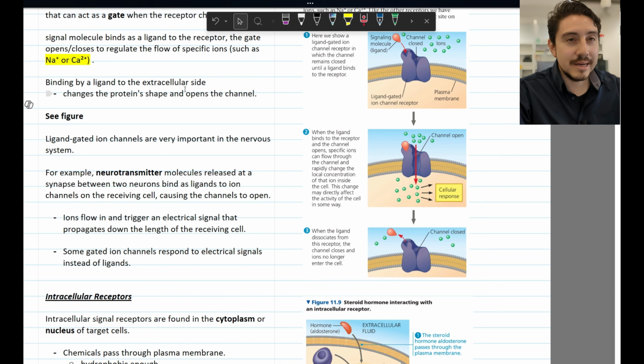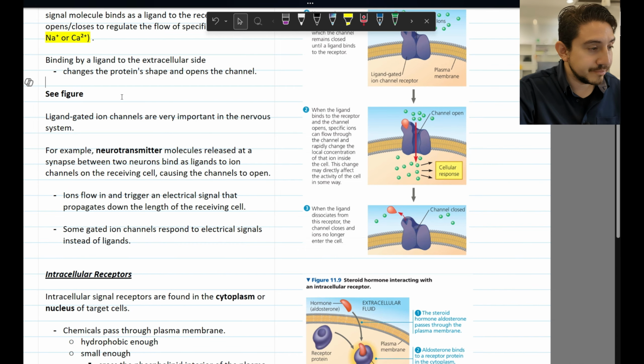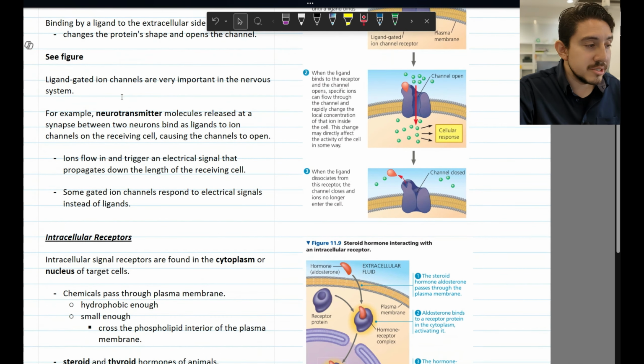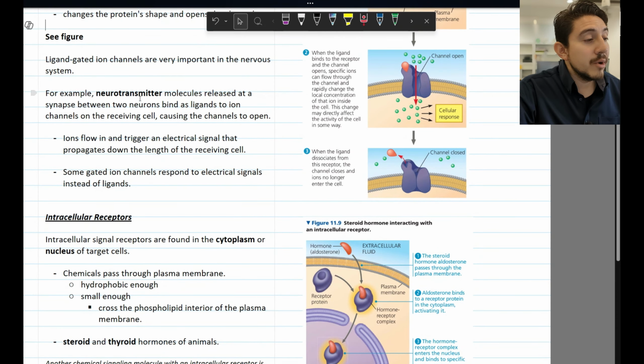So remember, you're always getting signaling molecules from the outside. You could get the inverse though, so don't get me wrong in that. But usually it's from the outside coming to the inside. Okay, protein changes shape, opens the channel. Okay, very specific examples are for neurotransmission, where you have in the nervous system neurotransmitter molecules released at the synapse.